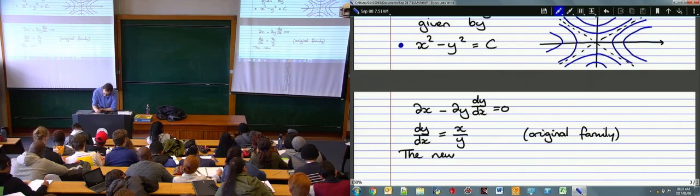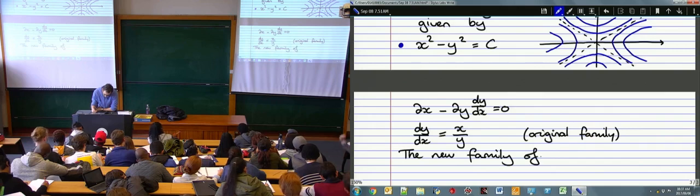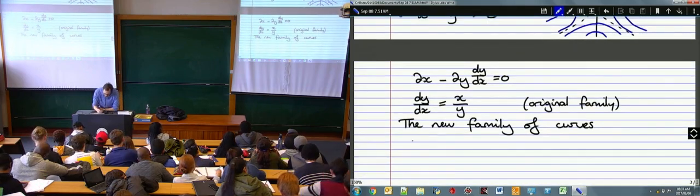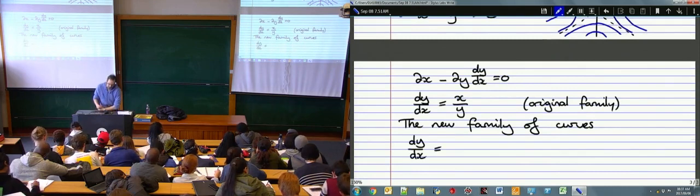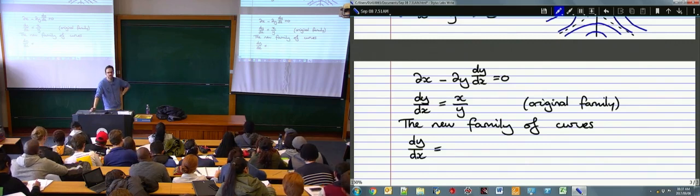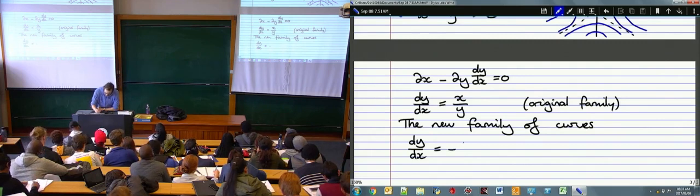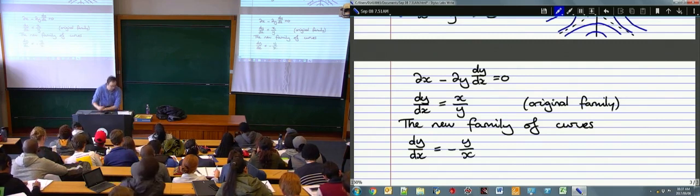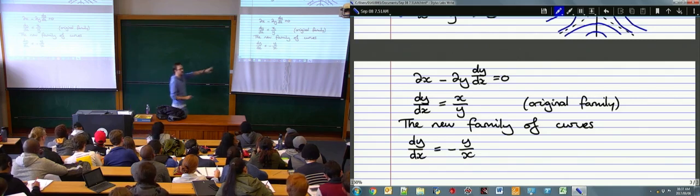The new family of curves. dy by dx should be equal to... so what is the gradient of this new family of curves going to be? Negative y over x. All right, go ahead and solve this. This is now a separable differential equation.